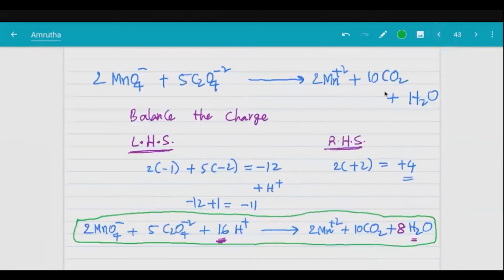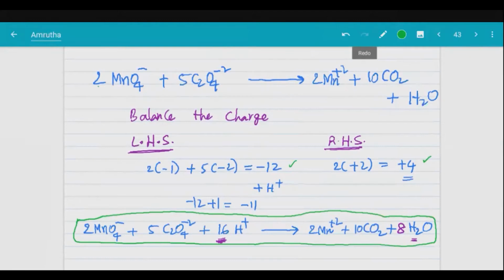After that, what did I do? Balancing charge. First I calculated the charge on the left side and right side. Left side is -12, right side is +4. So we can balance this charge by using H plus. Do we use H plus always? This we can do in acidic medium only.